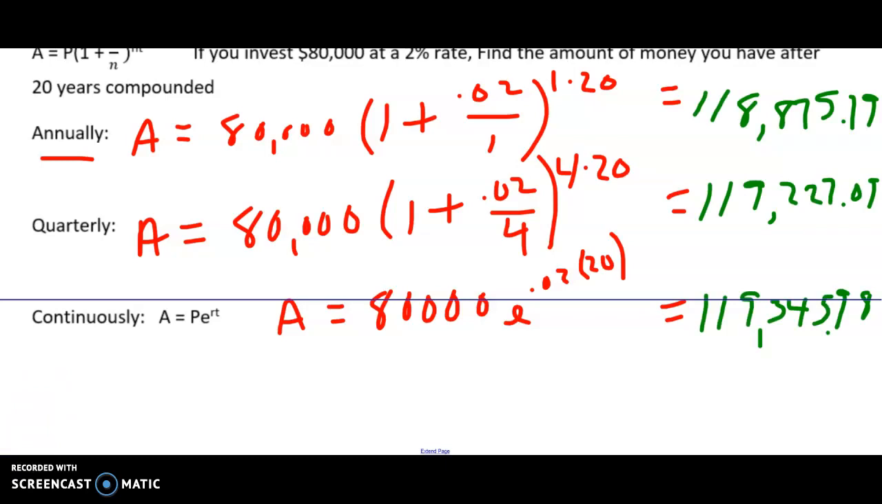Okay, so hopefully this is what you got. And you see that you increase the more you're compounded. Compounded annually, I made 118 grand. Compounded quarterly, 119,000. And compounded continuously, 119,345, a little more hundreds than quarterly.